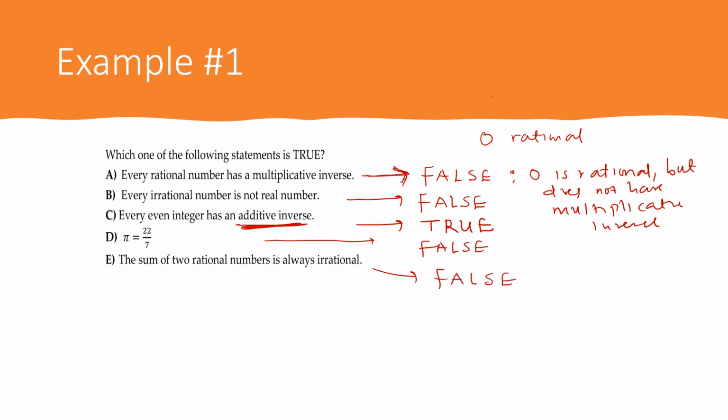Also false, because for example, if you take A to be 2 and B to be 1, both of them are rational. The sum A plus B is still going to be rational, which is 3, right? So the sum of two rational numbers is not always irrational. So this is false. Okay, so let's move to the last question.